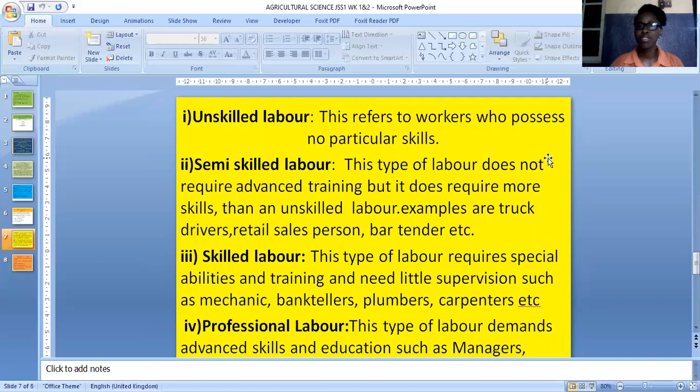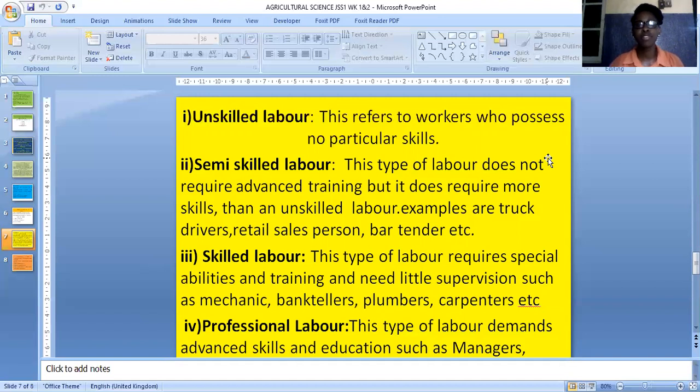It's just a labor you can do to earn money. Examples of unskilled labor are the laborers that work on the construction site, the cleaners, the helpers, those that carry loads in the market. So those are called unskilled labor. They don't practice it. It's something you can do just to earn money.